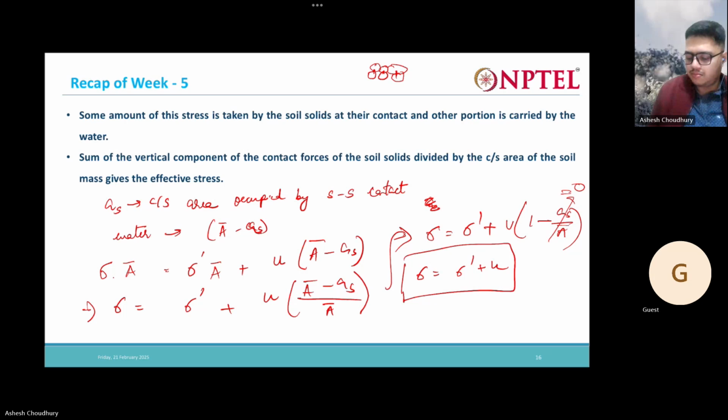This is in the case of fully saturated soil. There are no air voids. So this is the key.